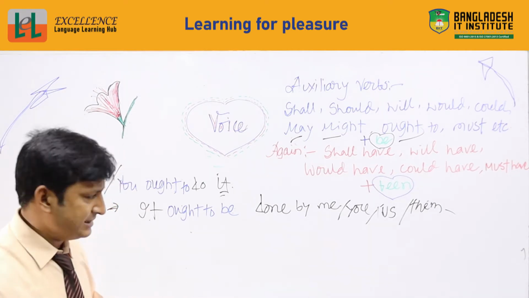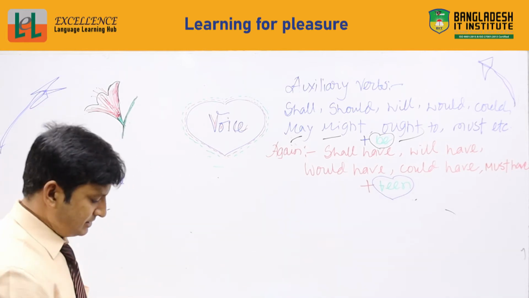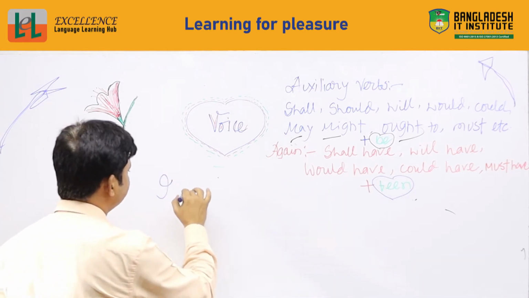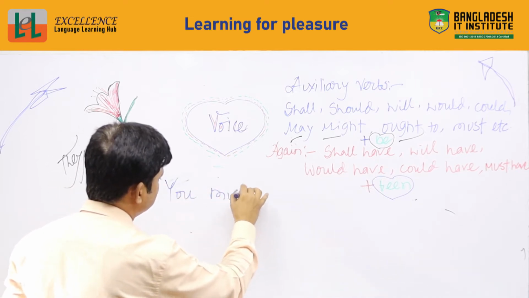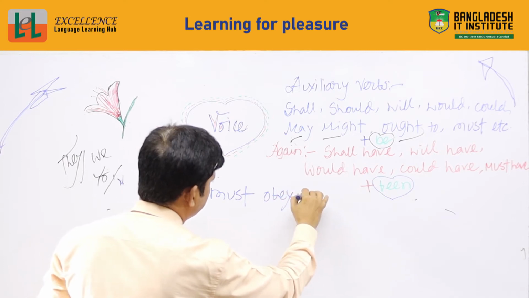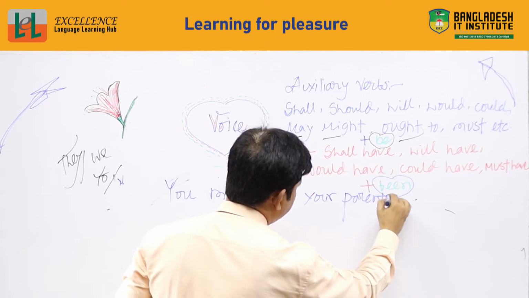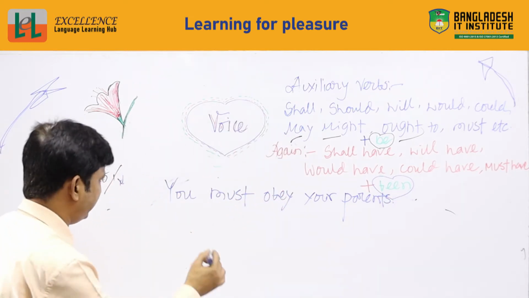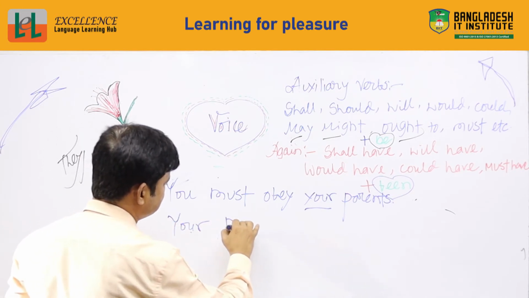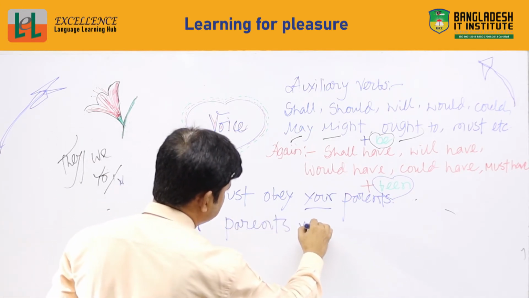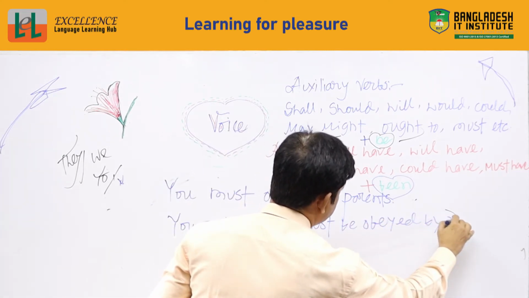If I get another example for that, using must, I can write here that is you must obey your parents. Well, you must obey your parents or your teachers or anyone else, okay. So your parents must be obeyed by you.